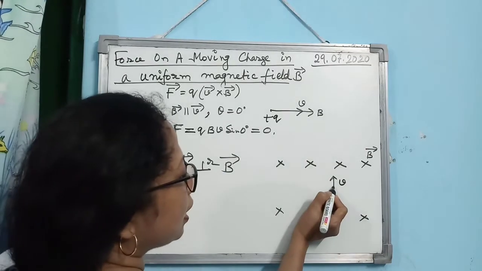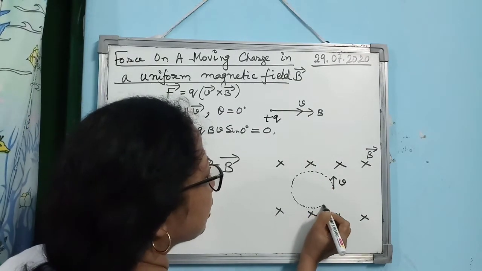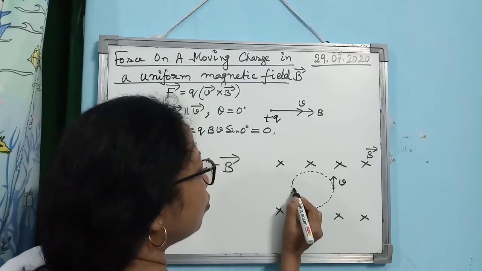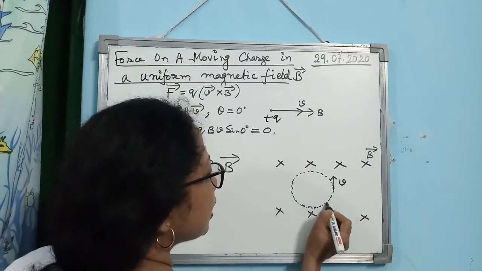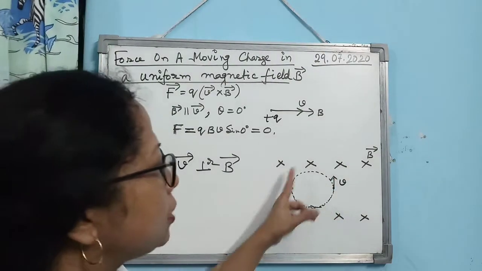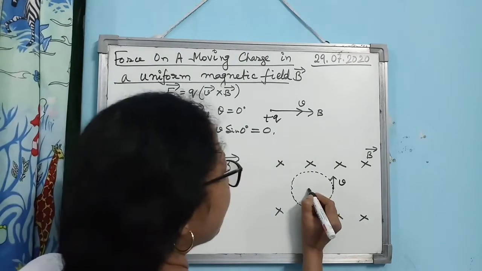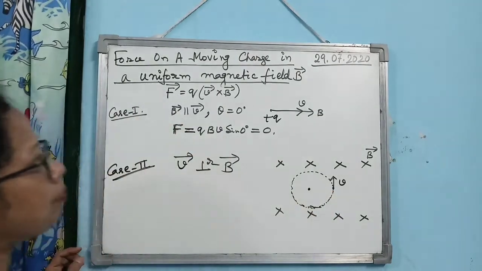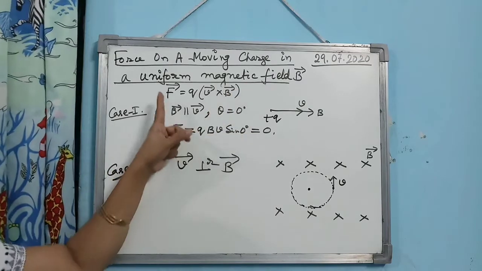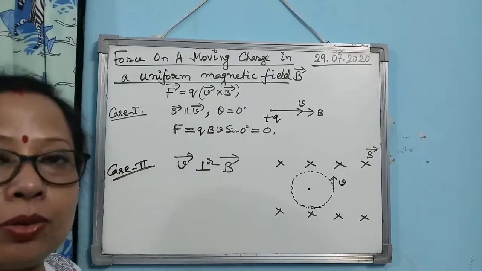Then you will observe an interesting thing, that the charged particle will move over a circular path. In which path will the charged particle move? Over a circular path. Now, how can you claim that it will move over a circular path? According to this concept, F, V and B, all these 3 vectors should be perpendicular to each other.